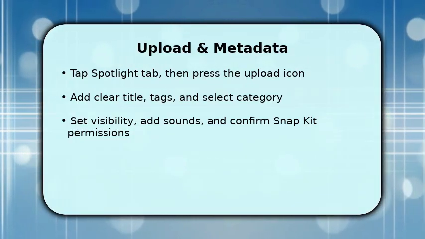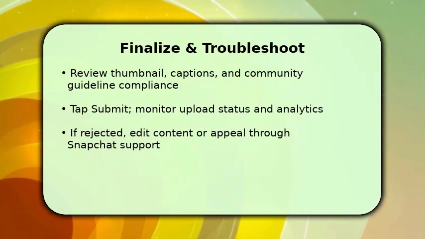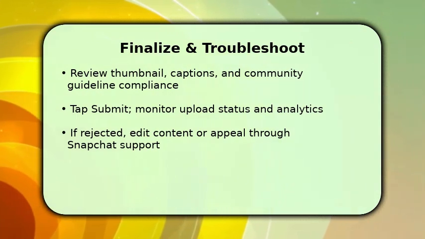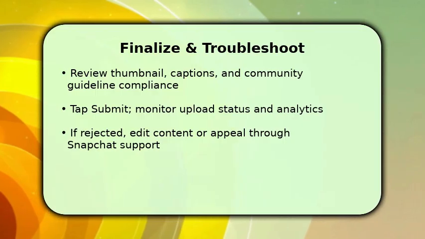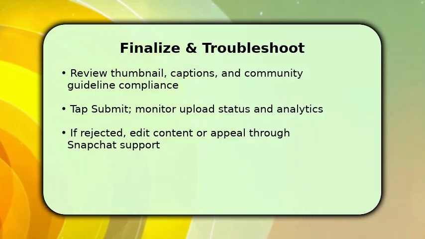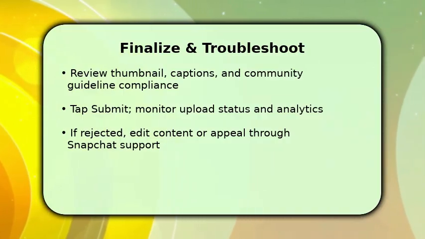Finish by reviewing your thumbnail, captions, and compliance with community guidelines to avoid rejection. Then tap Submit and watch the upload status. Once it's processing, monitor Spotlight Analytics to see how it performs. If your post is rejected, inspect the reason, edit offending elements, and resubmit. Otherwise, file an appeal through Snapchat Support and App.